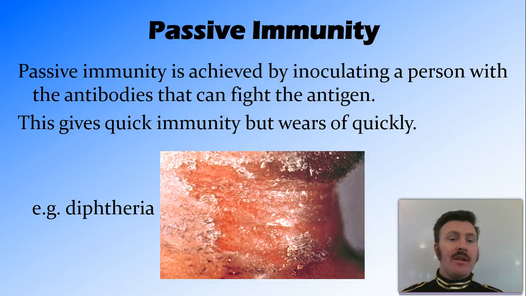Firstly, passive immunity. Passive immunity is when you are inoculated with antibodies that fight the antigen. So rather than your body making the antibodies, you get the antibodies from another person or sometimes even another animal, inject that into the body, and those antibodies will kill the pathogen. This can give quick immunity, but wears off quickly because those antibodies only survive in the blood for a short period of time.